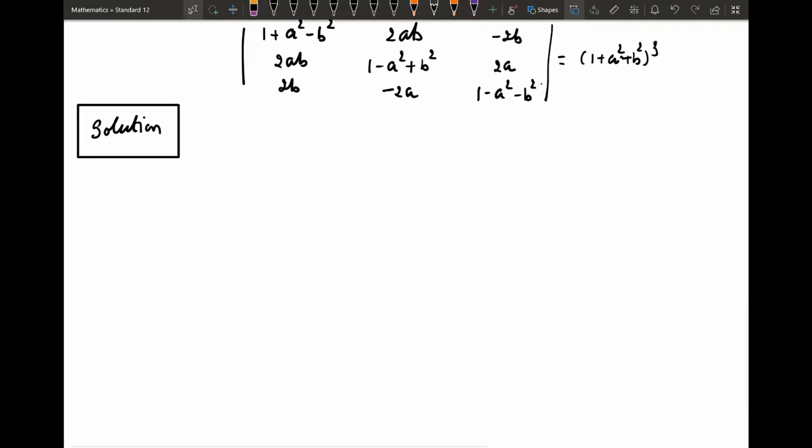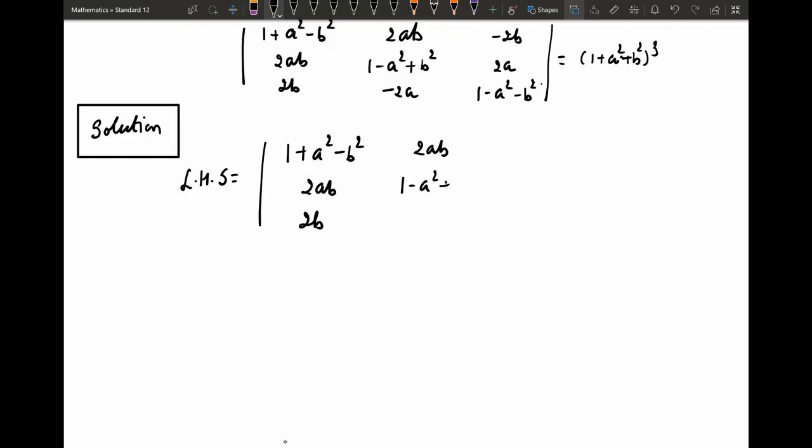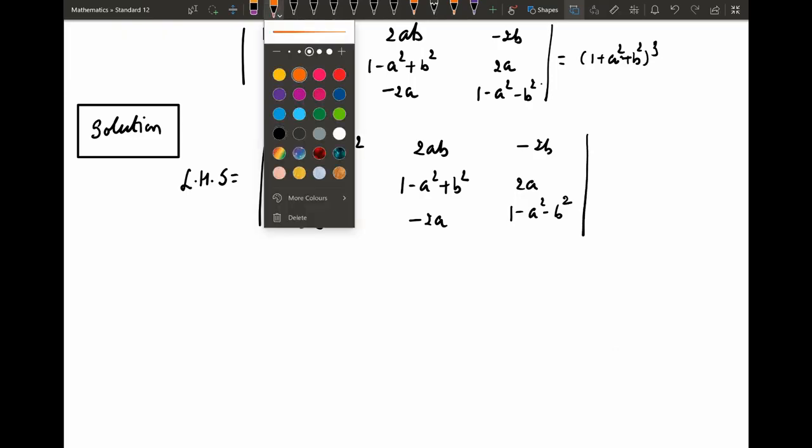Sorry, let us prove LHS equal to RHS. So LHS, 1 plus a square. Now, when we observe the entries of the determinant, immediately you will get an idea about the operation.